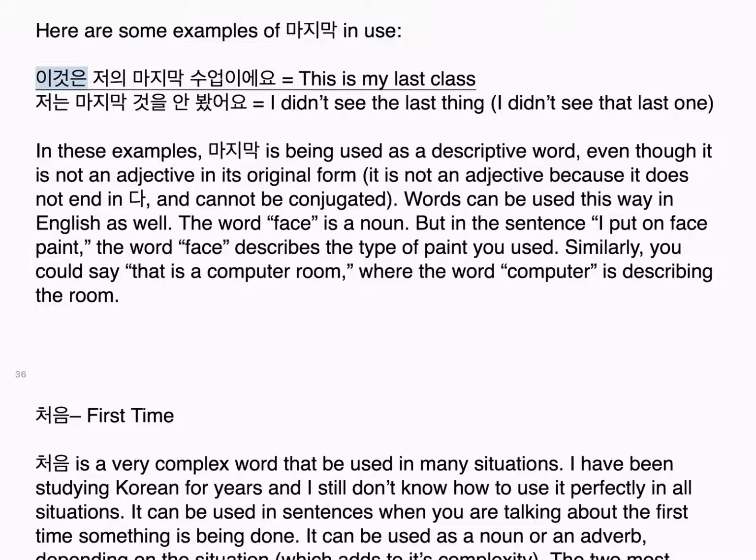Here are some examples of 마지막 in use. 이것은 저의 마지막 수업이에요. This is my last class. 저는 마지막 것을 안 봤어요. I didn't see the last thing. I didn't see that last one.